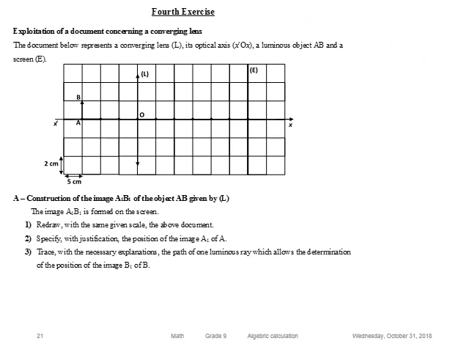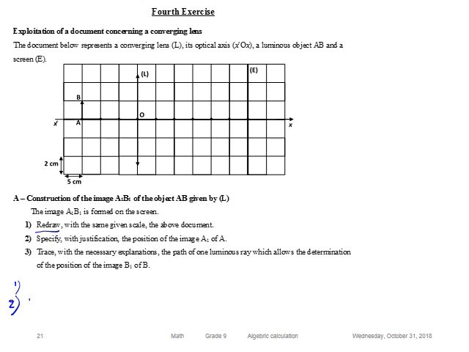First exercise. The document below represents a converging lens, the optical axis, object AB and screen E. The image A1B1 is formed on the screen. Number 1, redraw with the same scale. Number 2, specify and justify the position of A1, the image of object A.